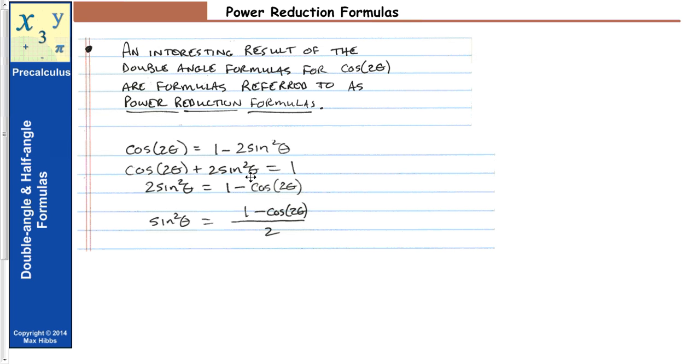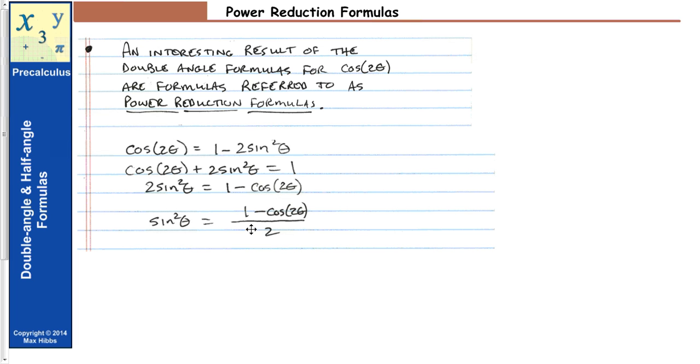Now, from line 2, I'm going to subtract cosine 2 theta on both sides, leaving 2 sine squared theta alone on the left side. So I have 2 sine squared theta is equal to 1 minus the cosine 2 theta that I had. Now I'm going to divide out the 2 in front of this sine squared theta, dividing by 2 on both sides. The result is sine squared theta is equal to the fraction 1 minus cosine 2 theta over 2.